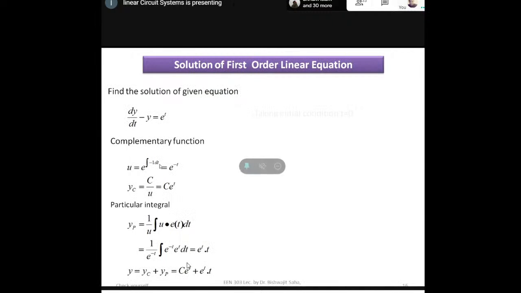Integration of 5 dt, what will be the result? 5t. Yes, 5t, sir. You have to speak English. Remember, we are recording.